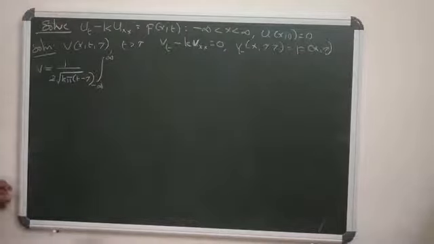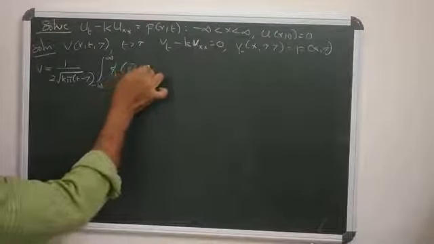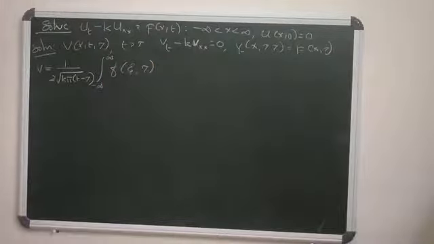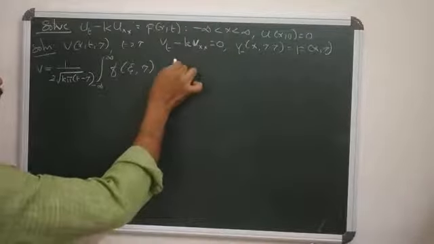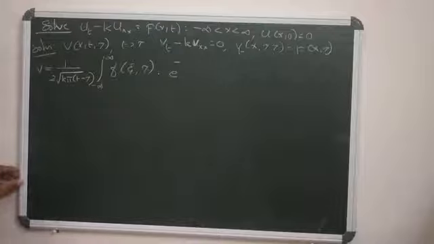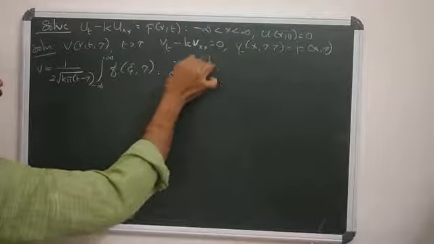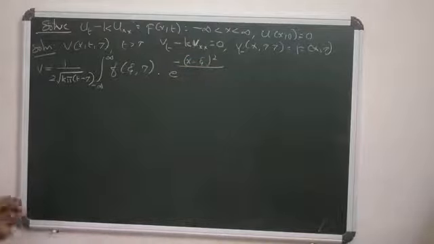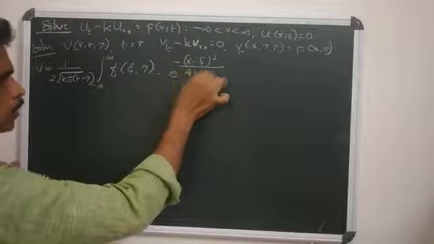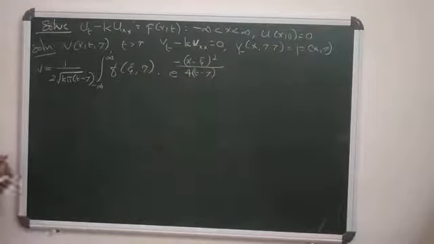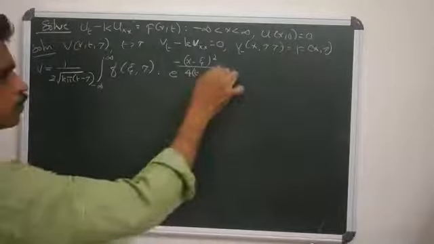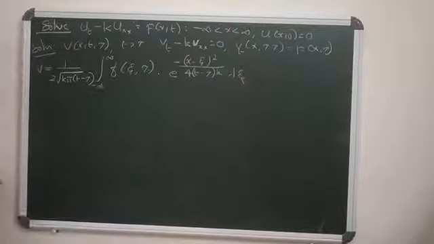f of theta lambda. In the infinite order case, there is only theta, so it is f of theta; here u(x,t,lambda), another parameter, is involved. So f of theta lambda into e power minus, instead of x, here it is x minus theta whole square divided by 4 tk, and instead of t, there is t minus lambda, so 4 into t minus lambda into k, d theta. So this is the solution.